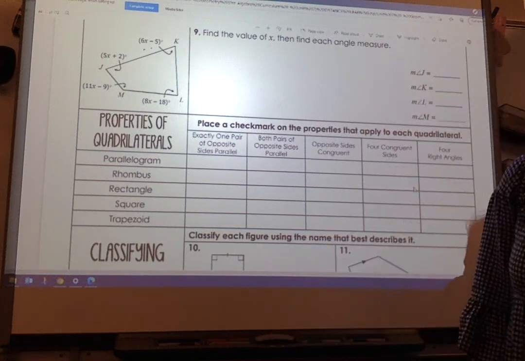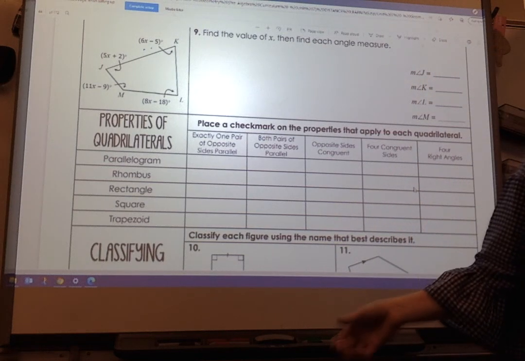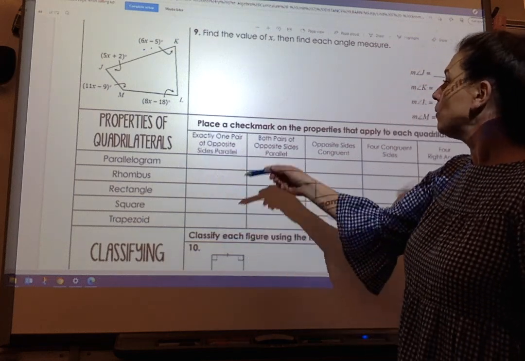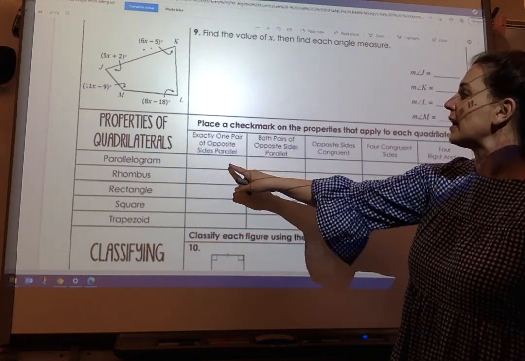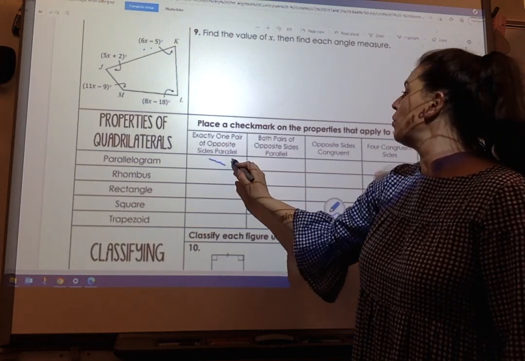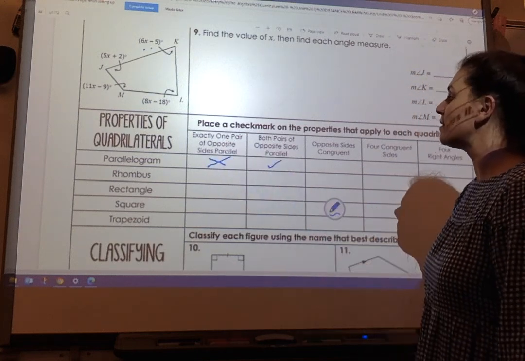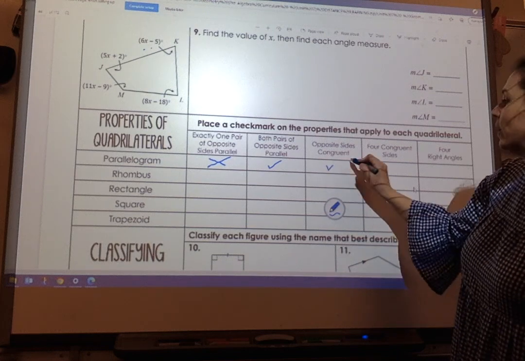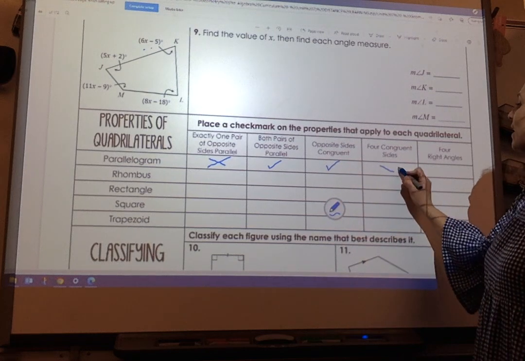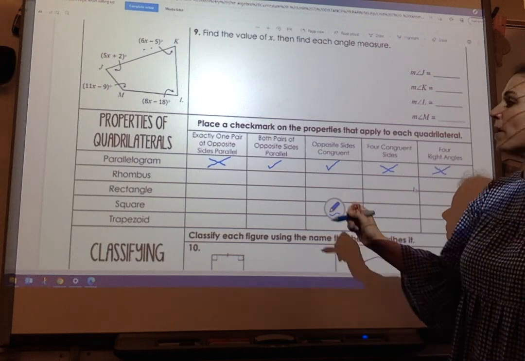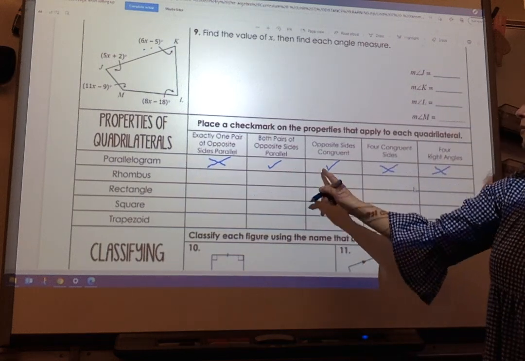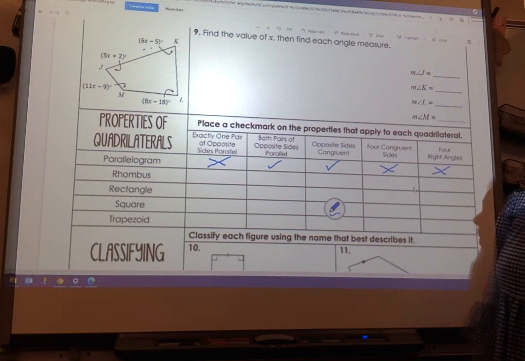Now let's go through and classify these. So on the last video, we kind of looked at them and we classified them. Parallelogram, we're just going to place a check mark. Exactly one pair of opposite sides? Nope. Both pairs of opposite sides are parallel. Opposite sides are congruent. 4 congruent sides? Nope. And 4 right angles? Nope. So only 2 truths in the parallelogram are that their opposite sides are parallel and opposite sides are congruent.